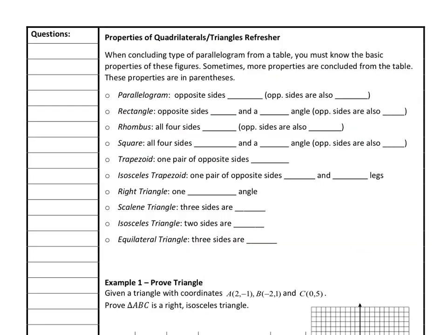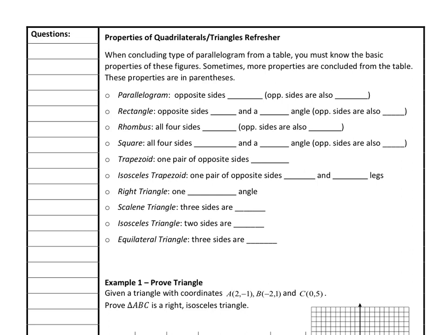Properties of quadrilaterals and triangles refresher, because don't forget you got this in the first video. So it says when concluding the type of parallelogram from a table or type of triangle, you must know the basic properties of these figures. Sometimes more properties are concluded from the table, and those properties are noted in parentheses. So basic properties are what you see immediately following the shape, and then additional properties are what you see in the parentheses. Okay, you don't have to underline those. I'm sorry for doing that.